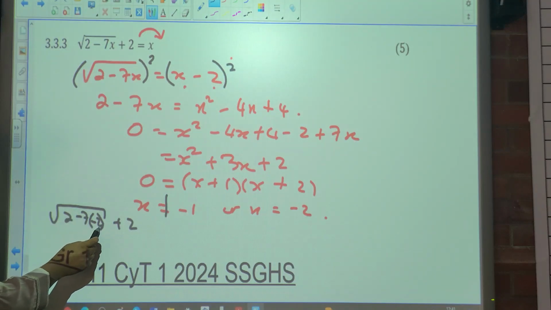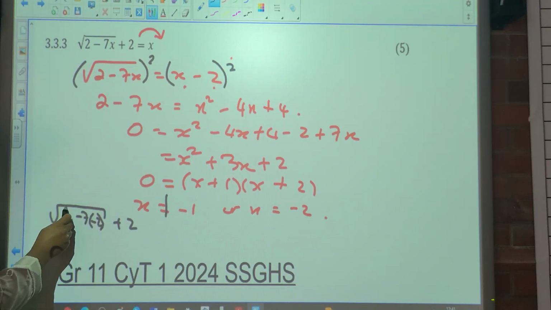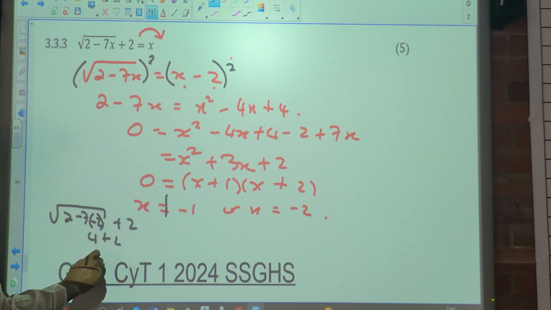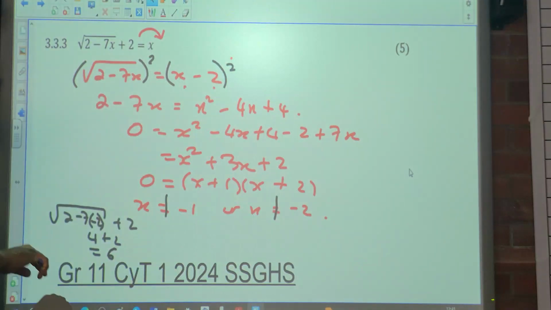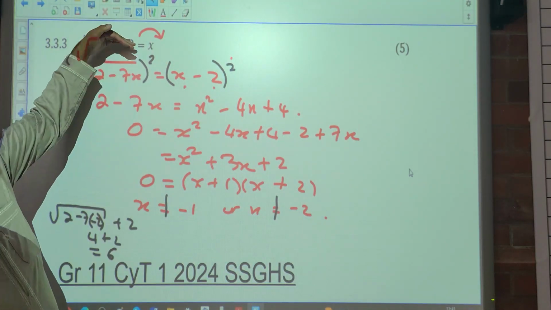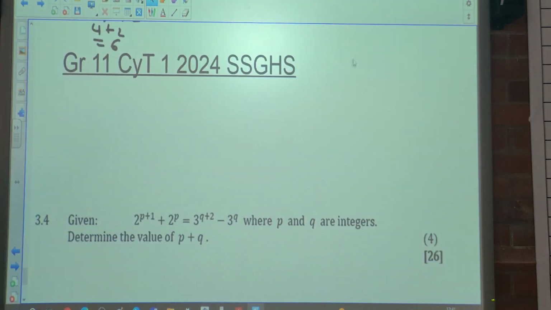7 times 2 is 14, plus 2 is 16. The square root of 16? 4. 4 plus 2 is 6. Is the 6 the same as negative 2? No. So this sum actually has no solution. There's no value for x that will satisfy that equation.